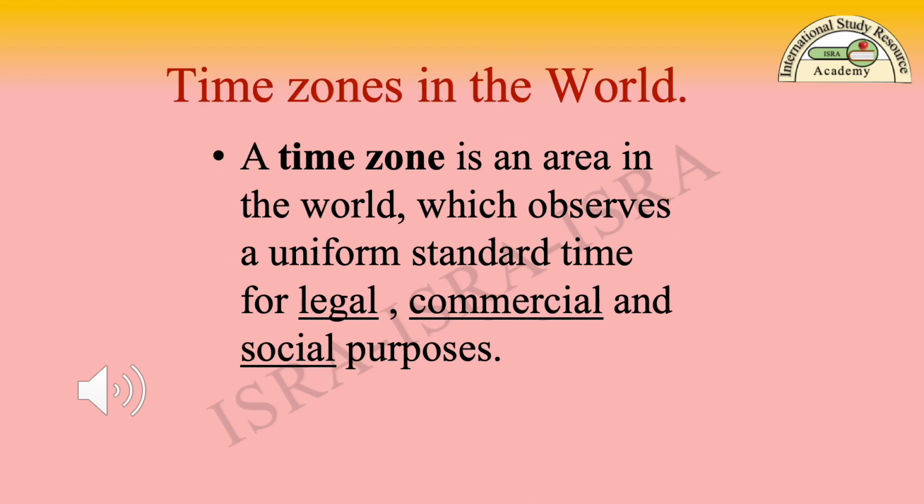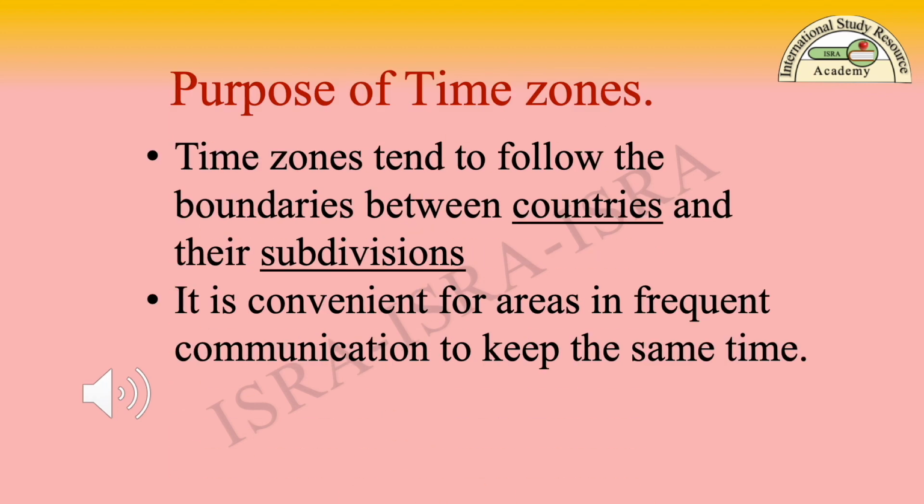Time zones in the world. A time zone is an area in the world which observes a uniform standard time for legal, commercial and social purposes. Purpose of time zone. Time zones tend to follow the boundaries between countries and their subdivisions. It is convenient for areas in frequent communication to keep the same time.